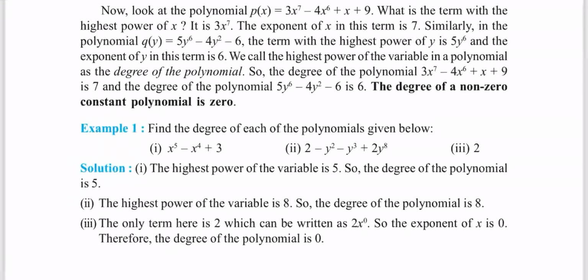Second one, 2 minus y square minus y cube plus 2y raised to 8. The highest power of the variable is 8. So the degree of the polynomial is 8.